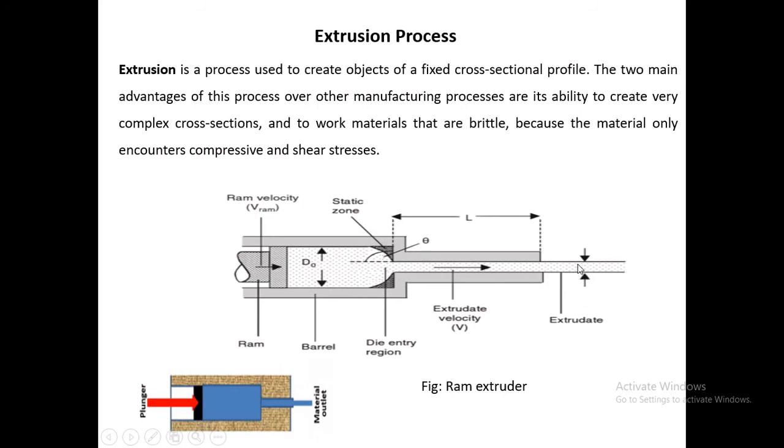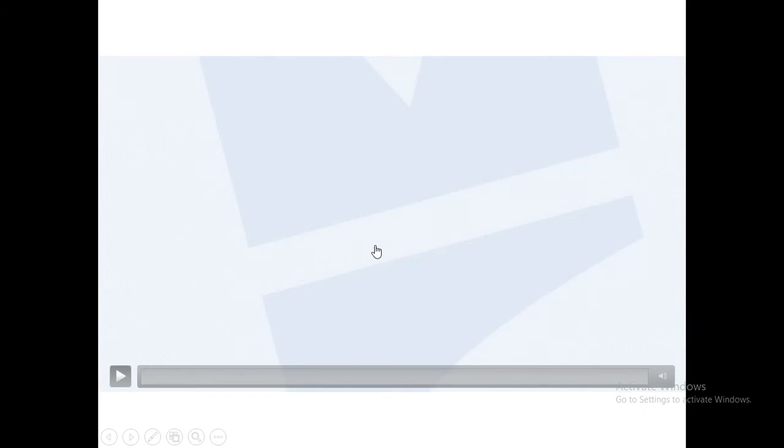The two main advantages of this process over other manufacturing processes are its ability to create very complex cross sections and to work materials that are brittle, because the material only encounters compressive and shear stresses. The video which I am going to show here represents an extrusion process animation. So here also it represents the three stages of how it works.